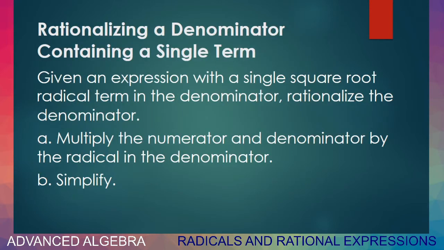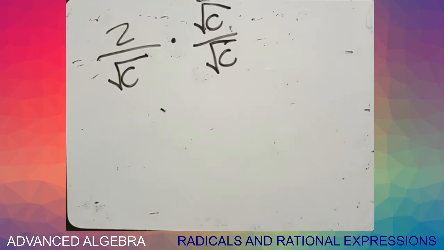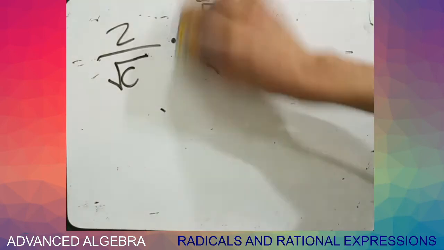Okay, rationalizing a denominator containing a single term. So, given expression with a single square root, so radical term in the denominator, rationalize the denominator. So number 8. So multiply the numerator and denominator by the radical in the denominator. So then, simplify. So ayan, pinag-usapan natin muna ay single term para hindi kayo malito. Okay. So try natin yung example natin kanina. Okay. So example natin kanina is, burahin natin to.